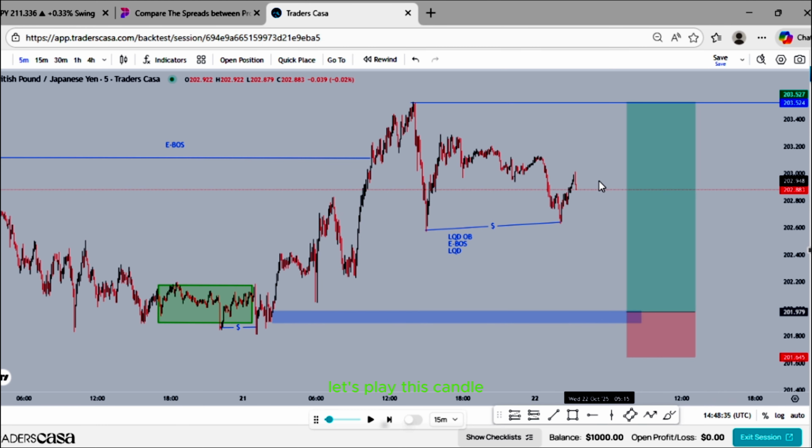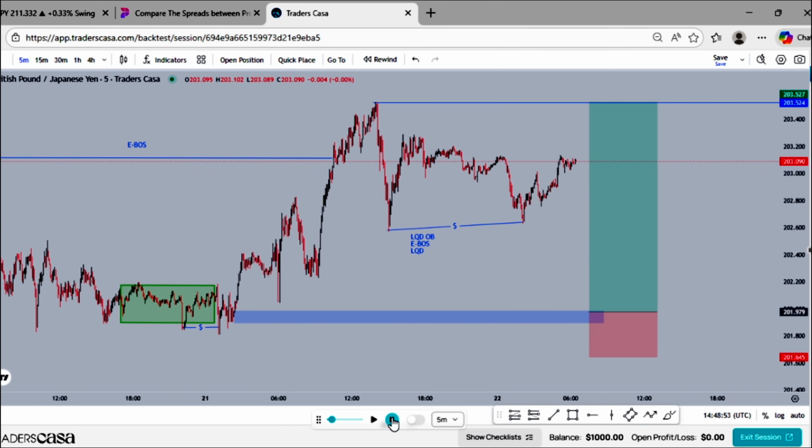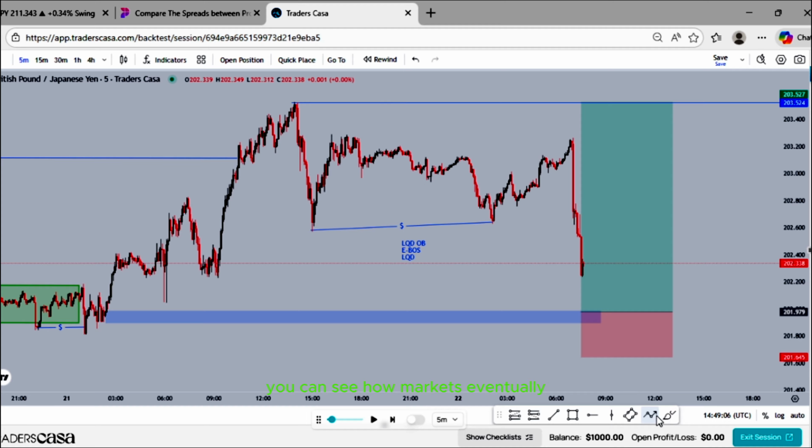Let's play this candle and see how this market eventuates. You can see how the market eventually takes out the liquidity below here, very aggressively. Now let's see how this plays out.